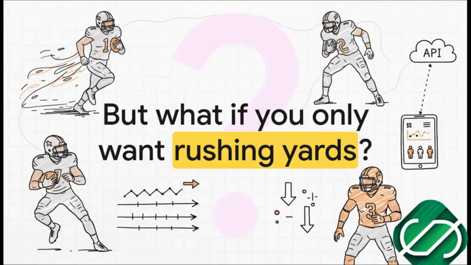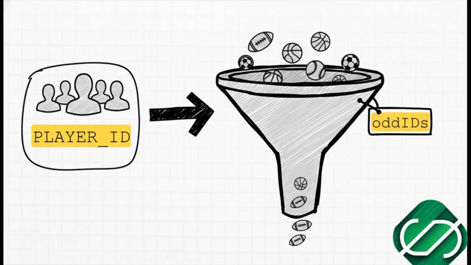Let's imagine your app is all about player performance stats. You don't care about the money line or the spread. You just want to know the over-under on rushing yards for every single relevant player. How would you do that? Well, the answer is this magic parameter called oddIDs. By adding this to your query, you can tell the API exactly which markets you want. And you see that special PLAYER_ID value? That's a keyword. It's basically telling the API, give me this stat for any player that you have odds for.